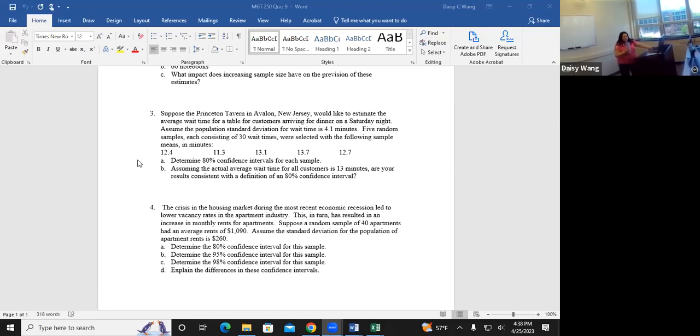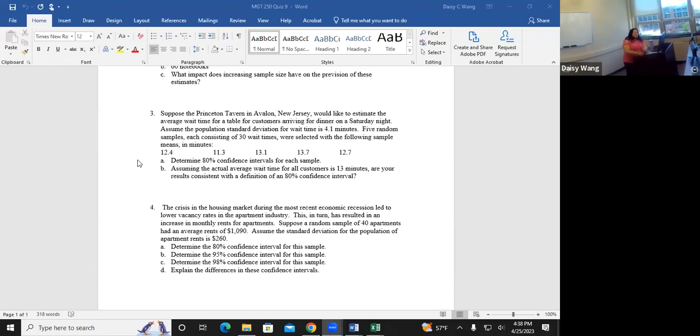Sorry, what was C again for the first one? The first one is when the sample size is larger, the estimate will be narrower, because the margin of error becomes smaller.